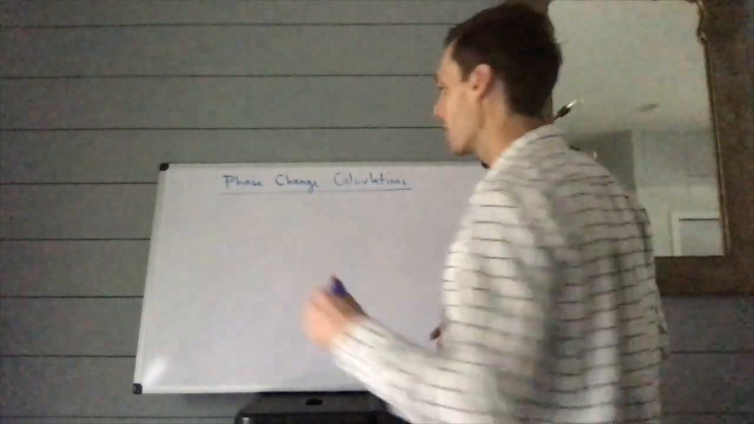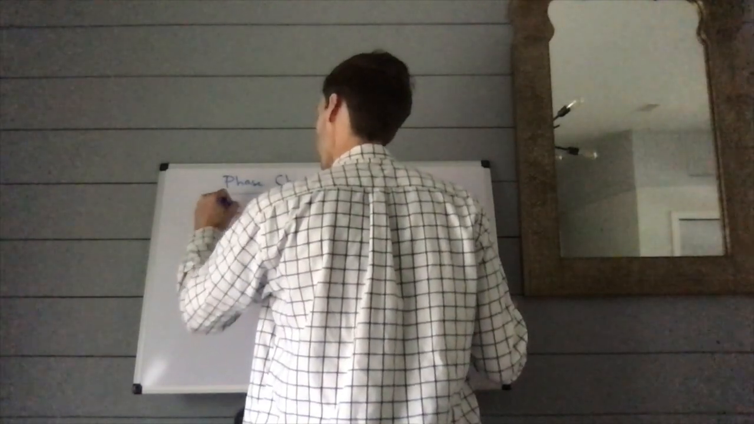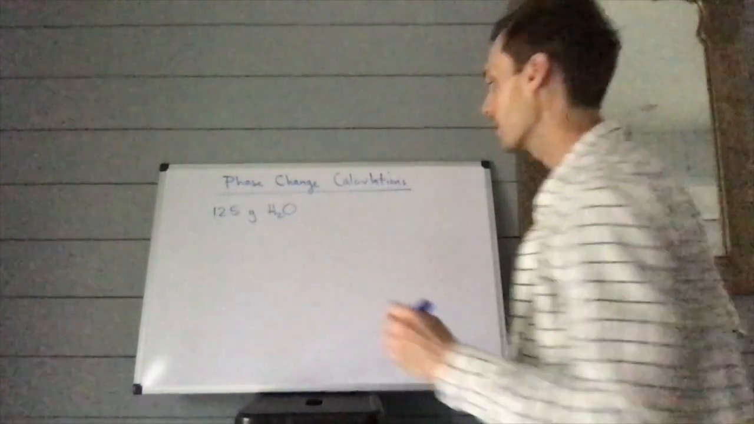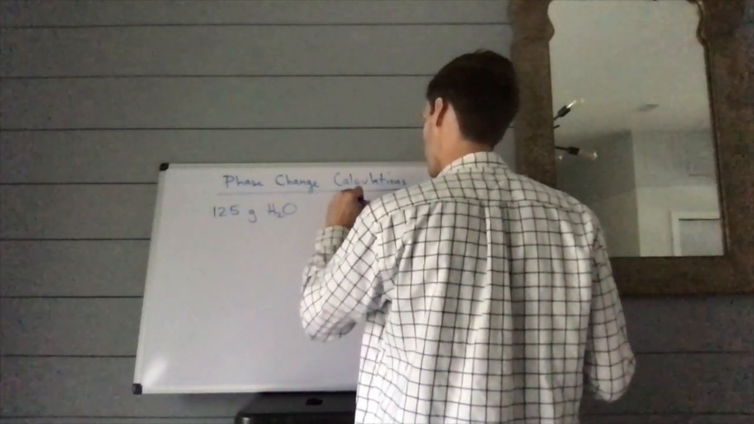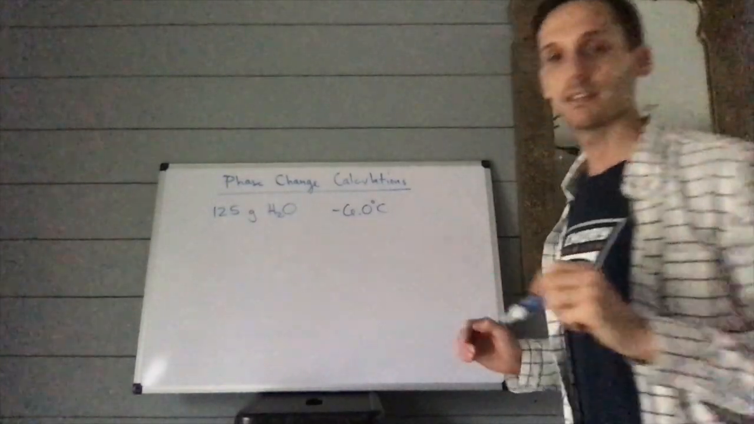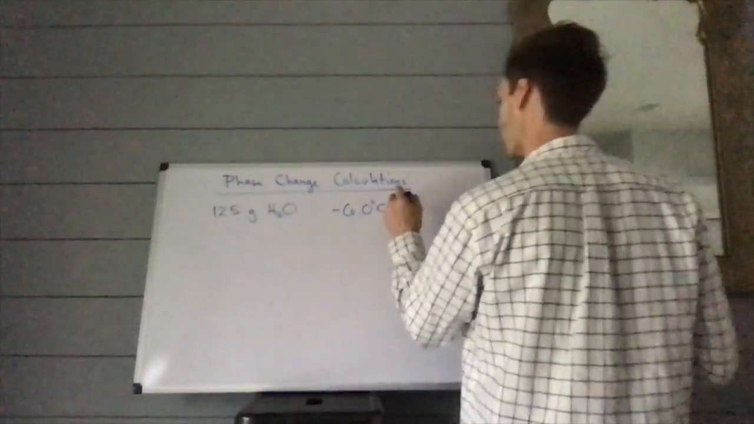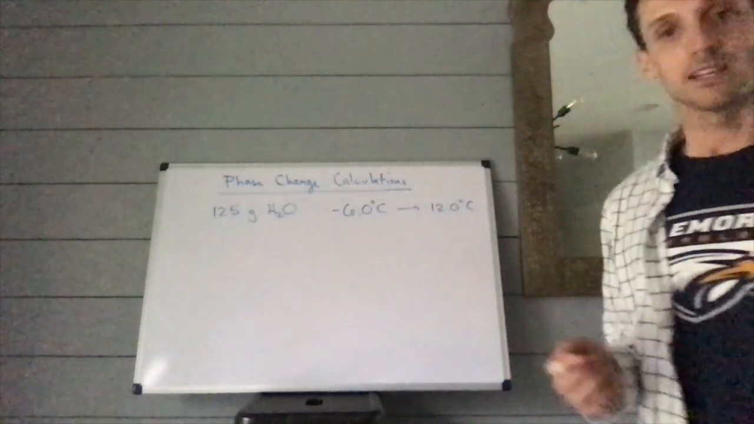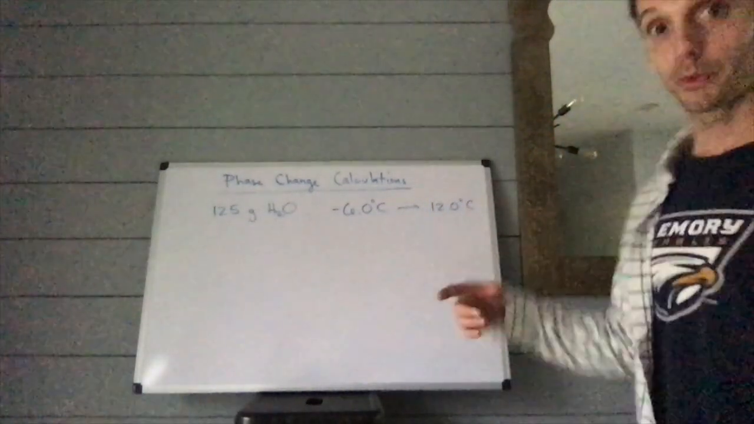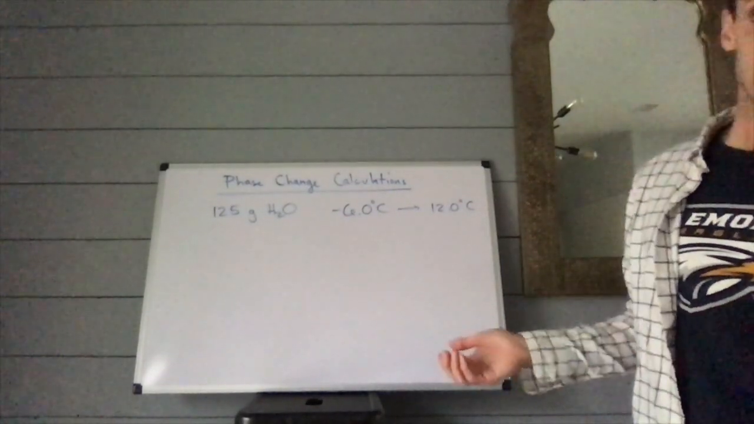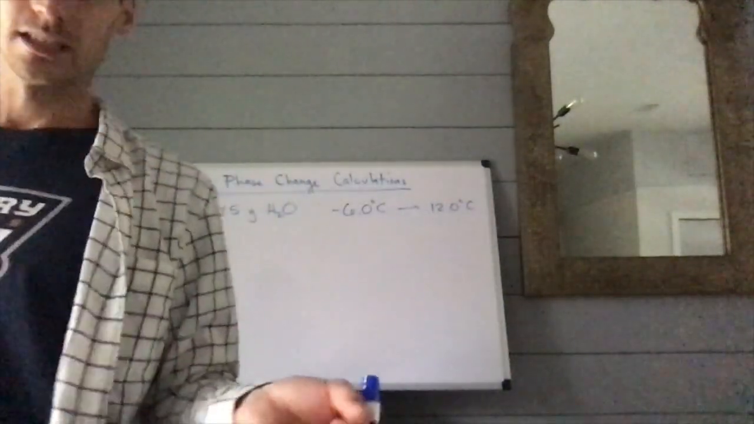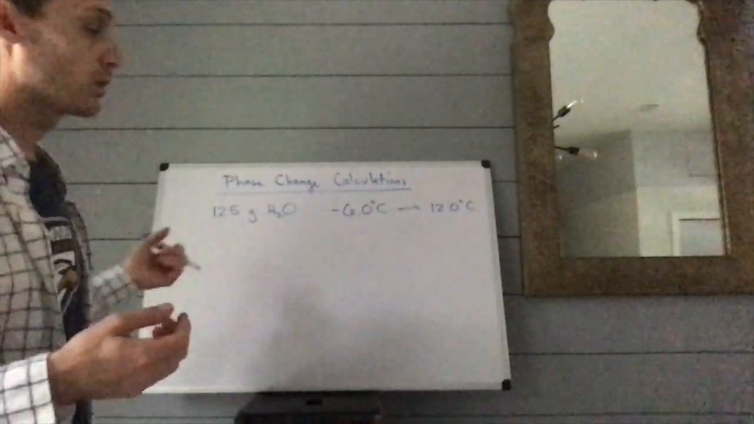Let's say we have 125 grams of water that originally is sitting at negative 6.0 degrees Celsius, but we want to get that up to 12.0 degrees Celsius. Okay? Now, what are we doing to the temperature? We're increasing it. So is that going to require heat or release heat? Good. It's going to require heat because we are increasing the temperature.